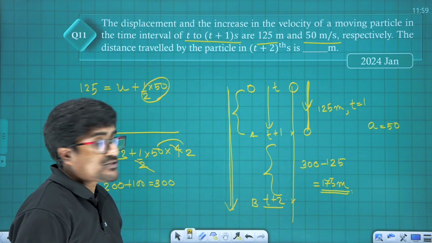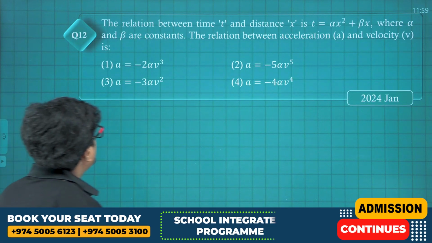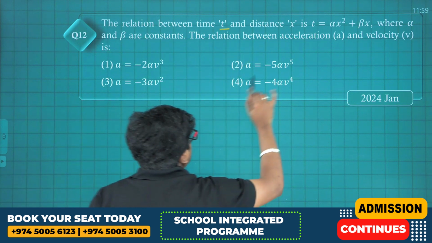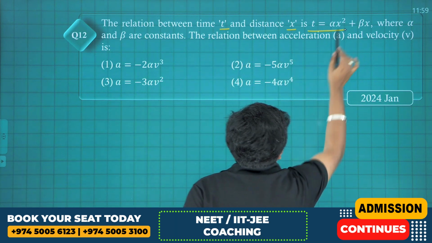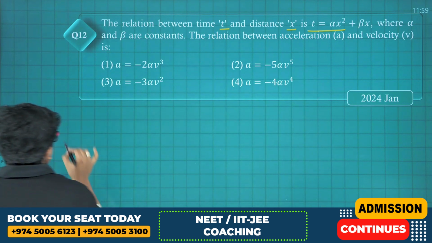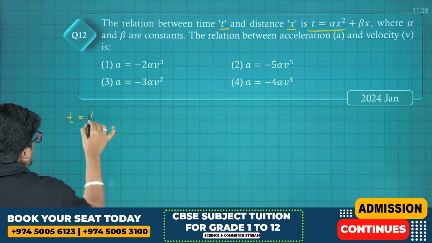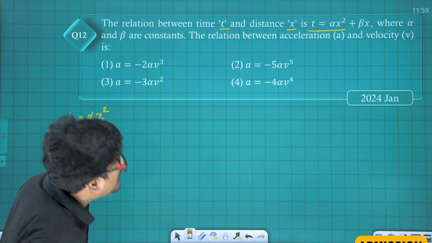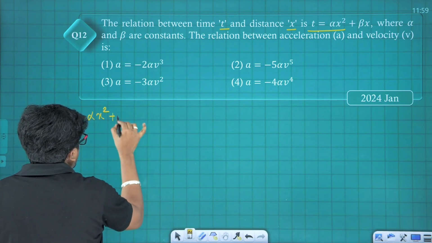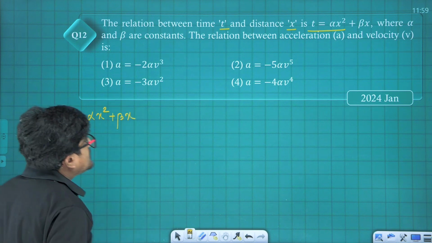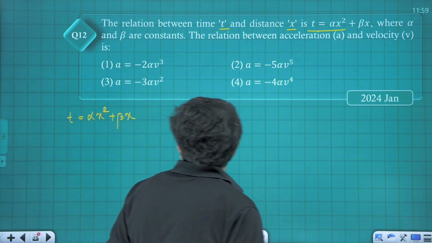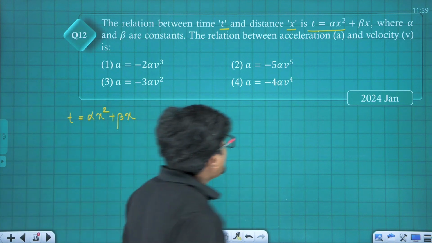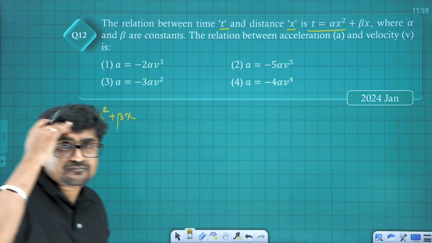And here comes the last question, question number 12. The question says the relation between time t and distance x is given as t equal to alpha times x square. Sorry, alpha times x square plus beta x. That is the relation, isn't it? Where alpha and beta are constants, the relation between acceleration a and velocity v is, that's the question.